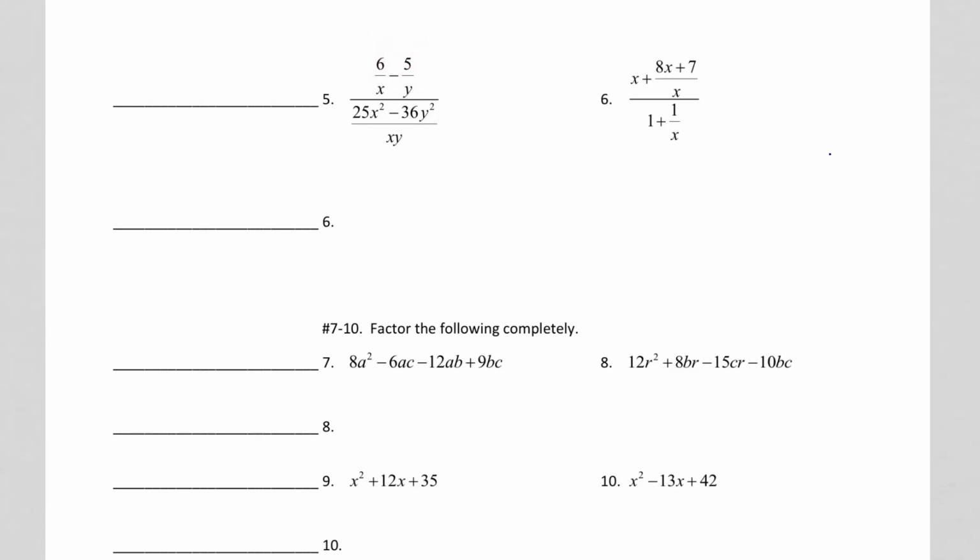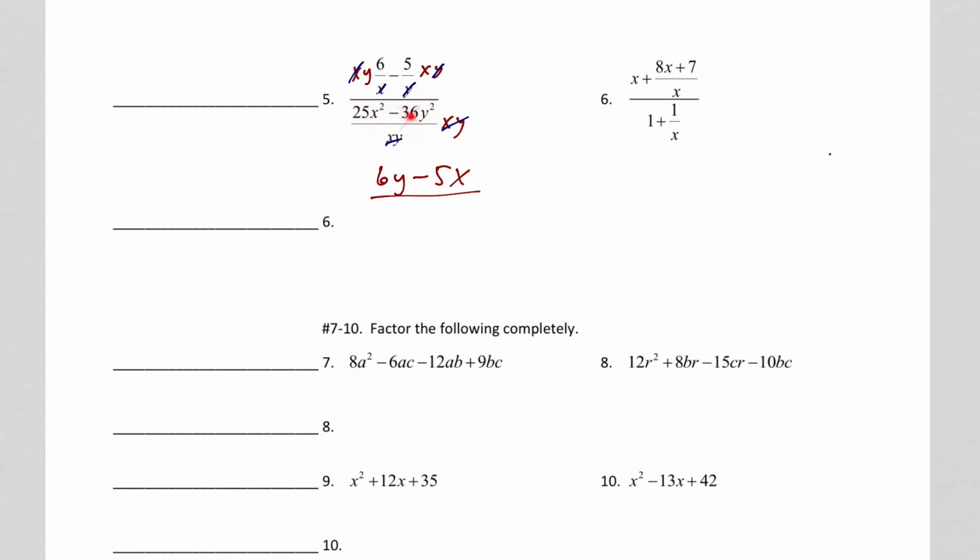Okay, because we have multiple fractions in the numerator, I can't just flip the bottom upside down. I've got to multiply through by the common denominator. So my denominators are x, y, and xy. So xy is the LCD. So I'm going to multiply this by xy, this by xy, and this by xy. And then what will happen is this x will cancel, this y will cancel, and that cancels. So we're left with 6y minus 5x over this. But I'm going to factor this so I don't have to do it in a separate step.